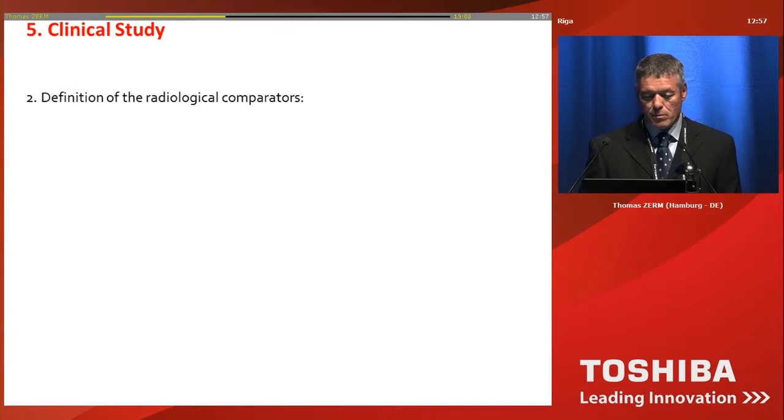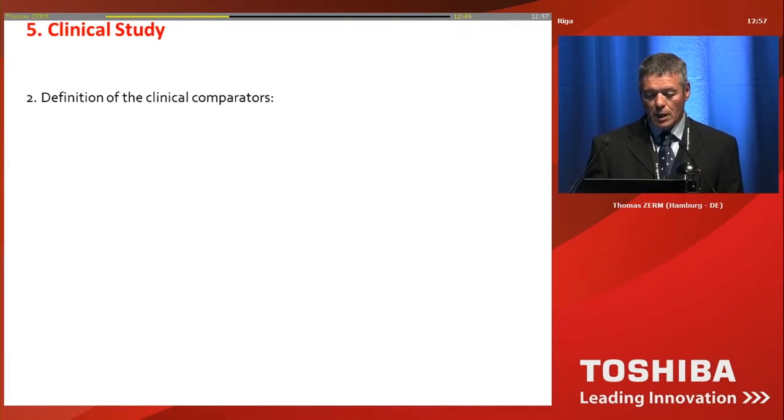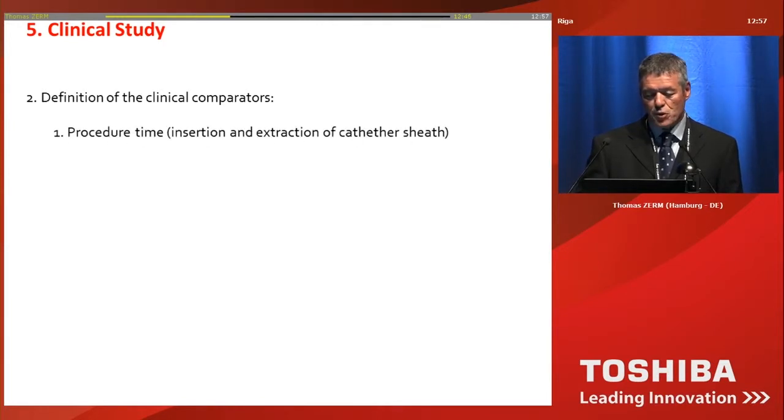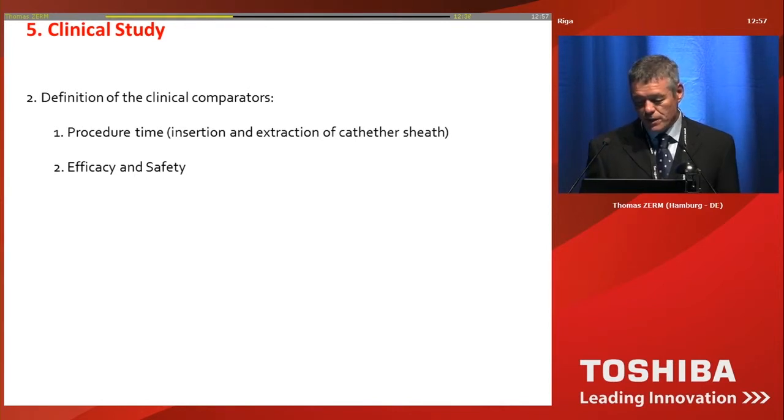And we have some radiological comparators, which are total fluoro time, for example, total dose area product, and total effective dose. Clinical comparators have been used, such as procedure time as an objective procedural comparator, but we also have efficacy and safety, and last but not least, image quality.